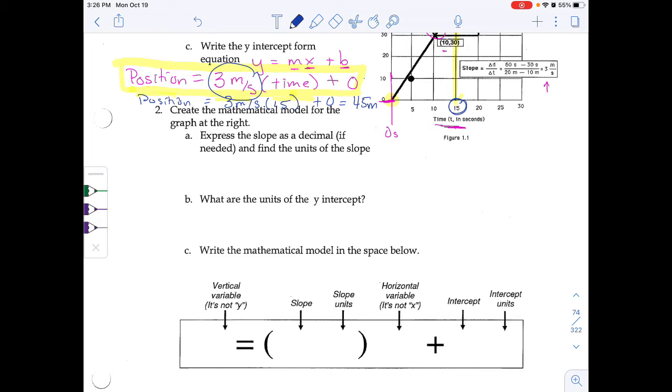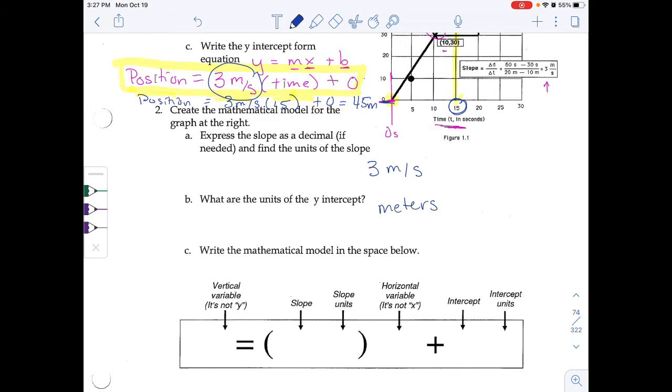So let's continue on with these problems right here. Create a mathematical model for the graph at the right. Express the slope as a decimal if needed. We don't need to. It's at 3 meters per second already. What are the units of the y-intercept? Well, that would be in meters, although it's 0 meters for this particular example.